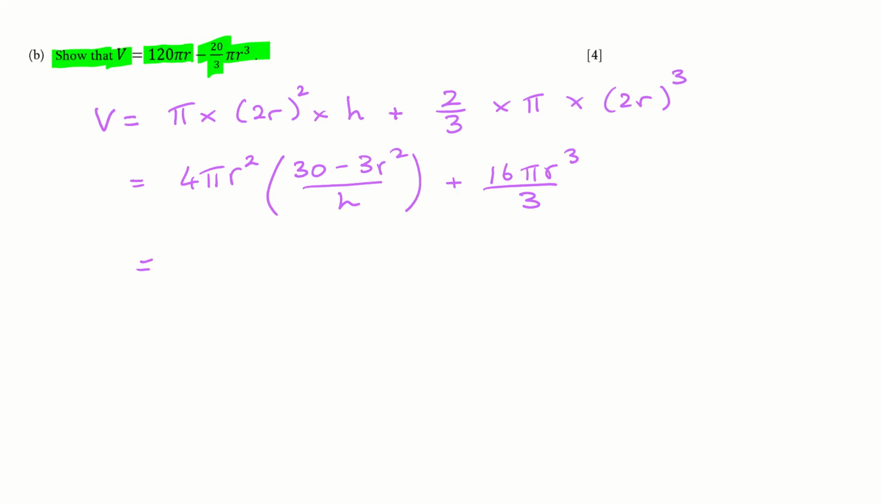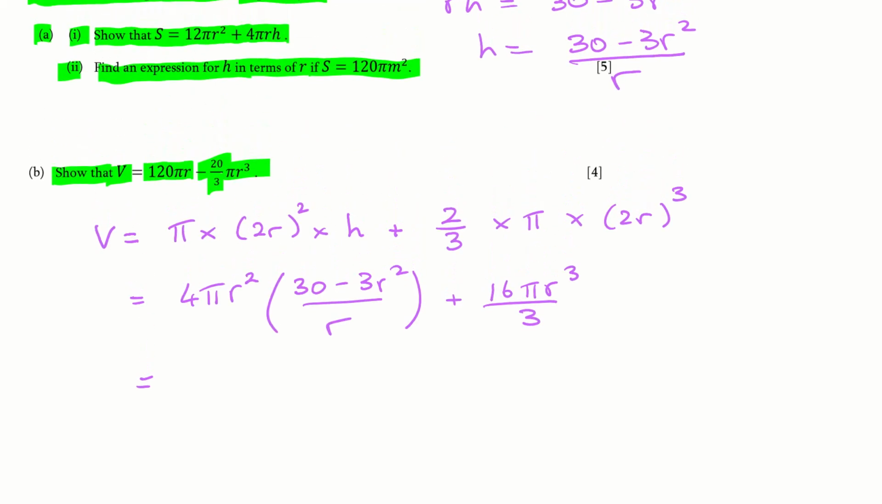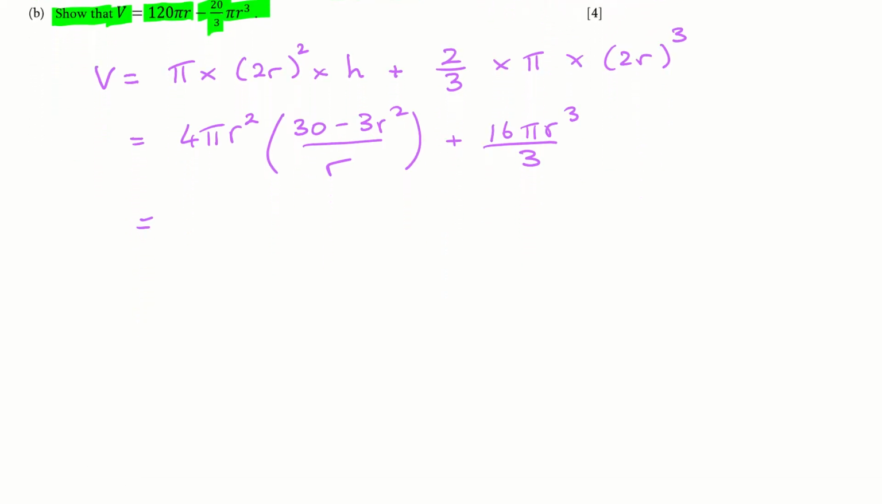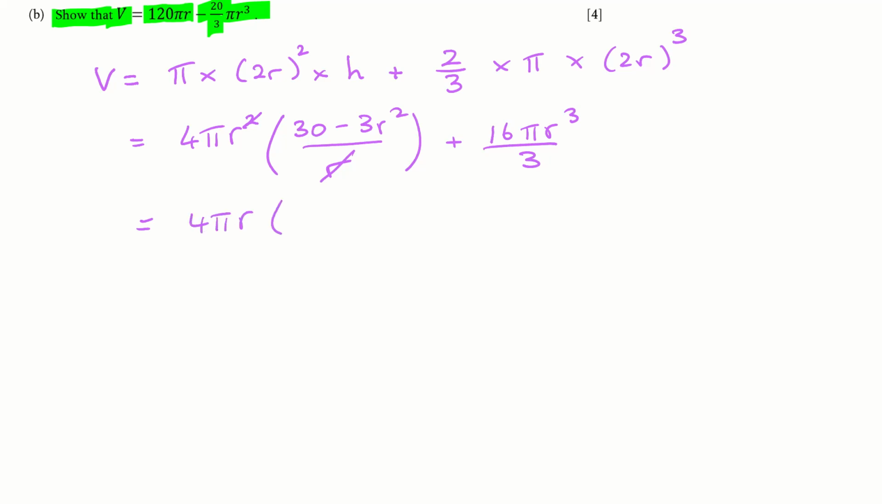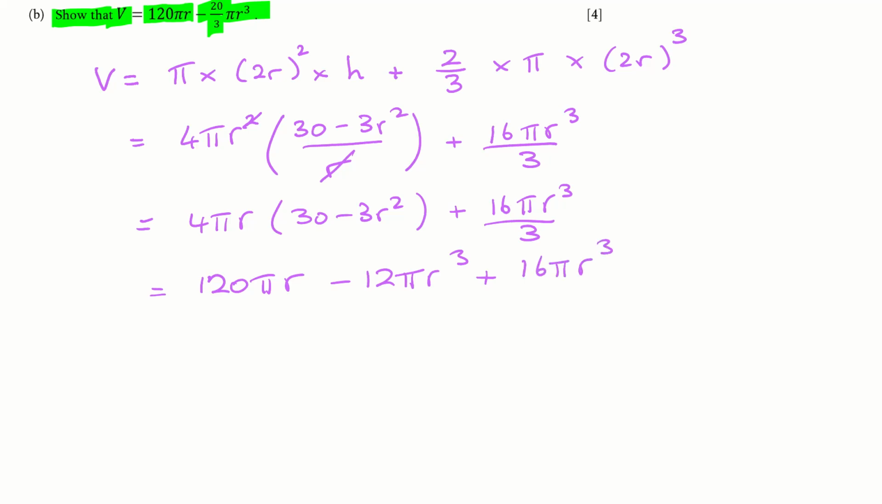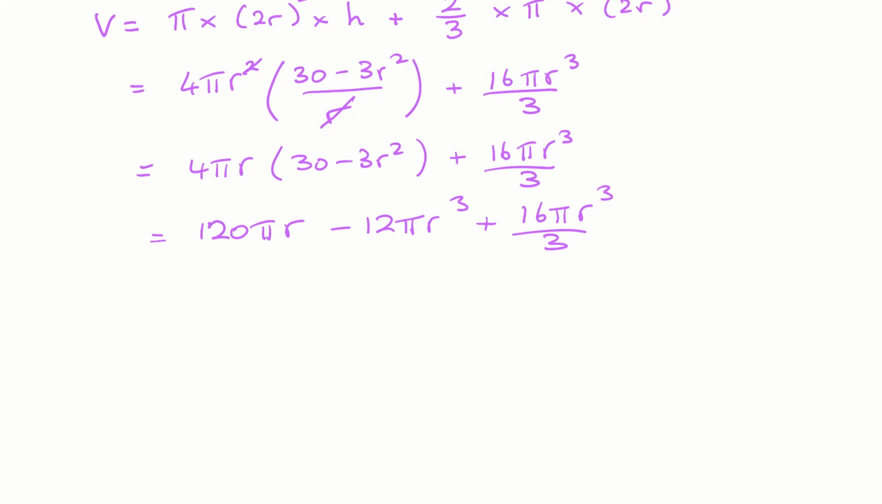I said upon h here, but of course it's upon r. The expression is just there from the first part of the question. And that means I can cancel that r with one of those r's there. And so I have 4 pi r, 30 minus 3r squared, plus 16 pi r cubed on 3, which is 120 pi r, take away 12 pi r cubed, plus 16 pi r cubed on 3.